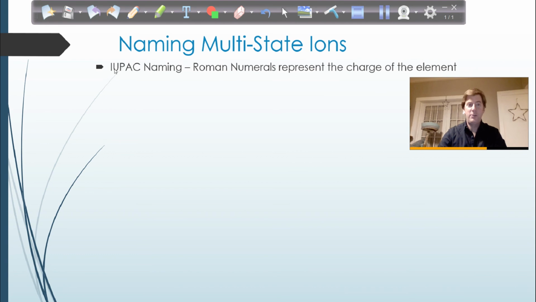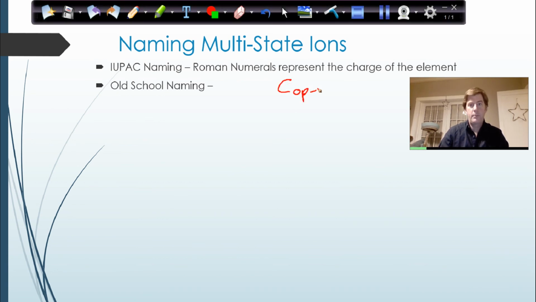IUPAC naming system. And IUPAC is the International Union of Pure and Applied Chemistry. They're the people that get together and decide all these rules for chemistry naming stuff, and if you get to name an element after yourself or whatever too. So the system that is in place nowadays is to use Roman numerals to represent the charge of the element. So if I have copper with a +1 charge, I would write it as copper with a Roman numeral 1. So copper, let me write that first. Copper 1, right? Roman numerals. So that's how you would see it written.